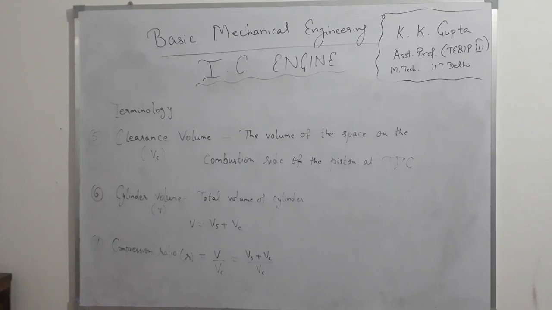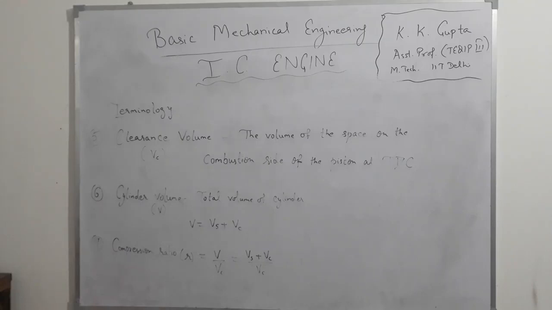Next is clearance volume. It is denoted by Vc. It is the volume of the space on the combustion side of the piston at TDC. What is TDC? TDC is top dead center. We have two dead centers in the cylinder. One is called TDC, top dead center. Another is called BDC, bottom dead center. So, clearance volume is the volume of the space on the combustion side of the piston at the top dead center.